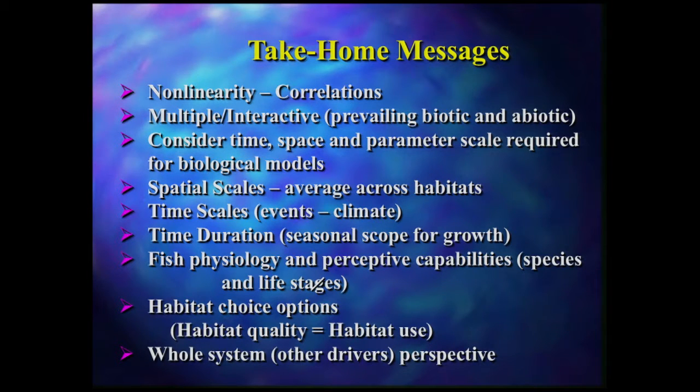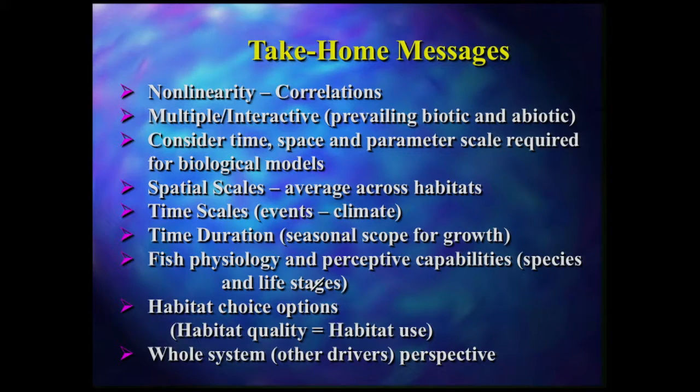So with that, I'm just going to summarize some take-home messages. One is that a lot of the behavioral and physiological reactions of fish to their environment are nonlinear. And that means you need to be really careful in terms of making any sort of correlations of environmental factors with response of fishes. They're multiple and interactive. I've showed you a little bit about prey availability, temperature, and oxygen, but they are interactive things that are occurring. The time, space, and parameter scales of biological models often differ quite a lot from the time, space, and parameter scale of models of those trying to move water and predict where water's going.